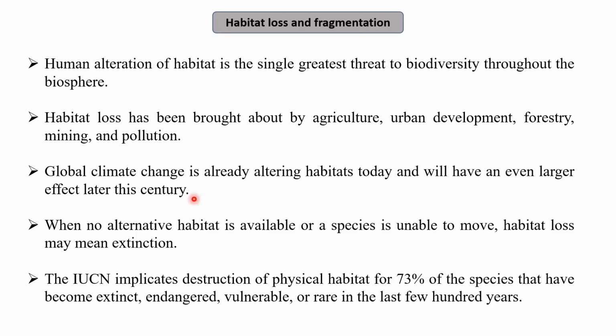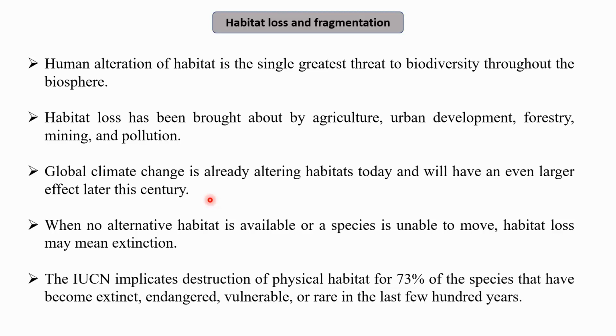When no alternative habitat is available, and some species have to vacate their native place due to various human activities, and they do not find any alternative habitat, the species is unable to move and habitat loss may even result in extinction. So habitat loss can mean extinction, where if there is no alternative habitat available for the species, it might result in the extinction of those species.